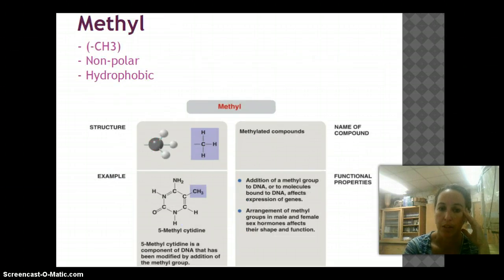Methyl groups is CH3. And these are nonpolar and hydrophobic. It's our only nonpolar one. They're hydrophobic because carbon and hydrogen have a very similar electronegativity. They're nonpolar. But with oxygen and carbon or nitrogen and carbon, they have very different electronegativity, so you have a big difference, and that makes it polar. So this methyl group is CH3. It's nonpolar. It's hydrophobic. Methylation can change DNA and change the functioning of DNA. It prevents some of the DNA from being transcribed and made into proteins. So that's some of the functions of that.